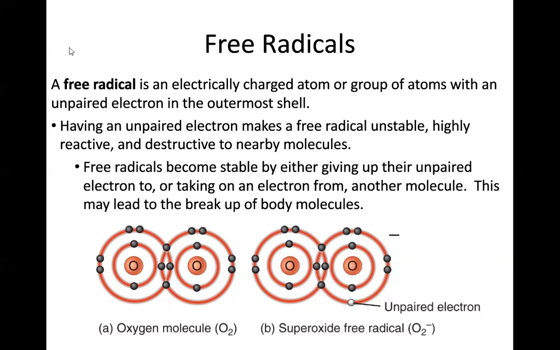Superoxide free radical here on the right shows you there's a singular unpaired electron. Think of these like a tornado. Very destructive to anything they come into contact with. And that's because of that unpaired electron, making them unstable, highly reactive, and destructive to nearby molecules. Our body has the ability to make them stable though, which requires them to either give up their unpaired electron or take an electron from something else. But in doing so, that can lead to breakup of body molecules.